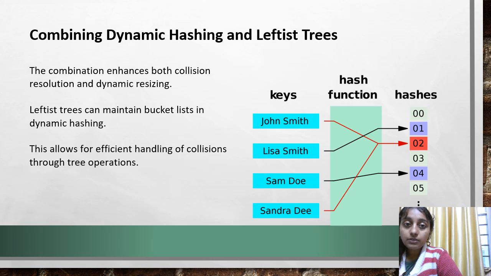Now we will combine the parts of the topic, that is combining dynamic hashing and leftist tree. The combination enhances both collision resolution and dynamic resizing. Leftist tree can maintain bucket lists in dynamic hashing. This allows for efficient handling of collision through tree operations.